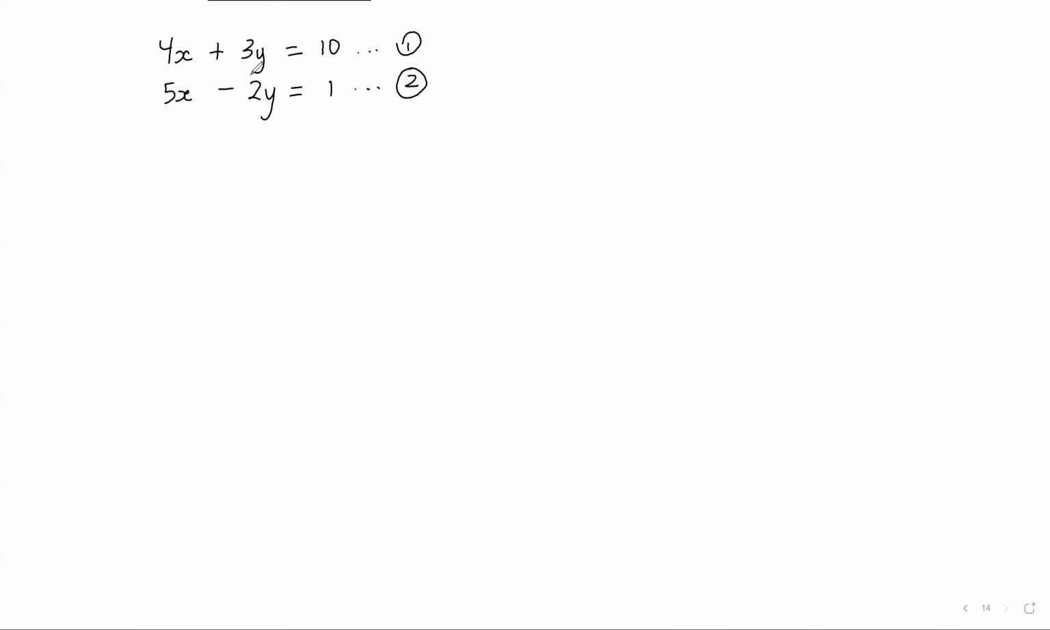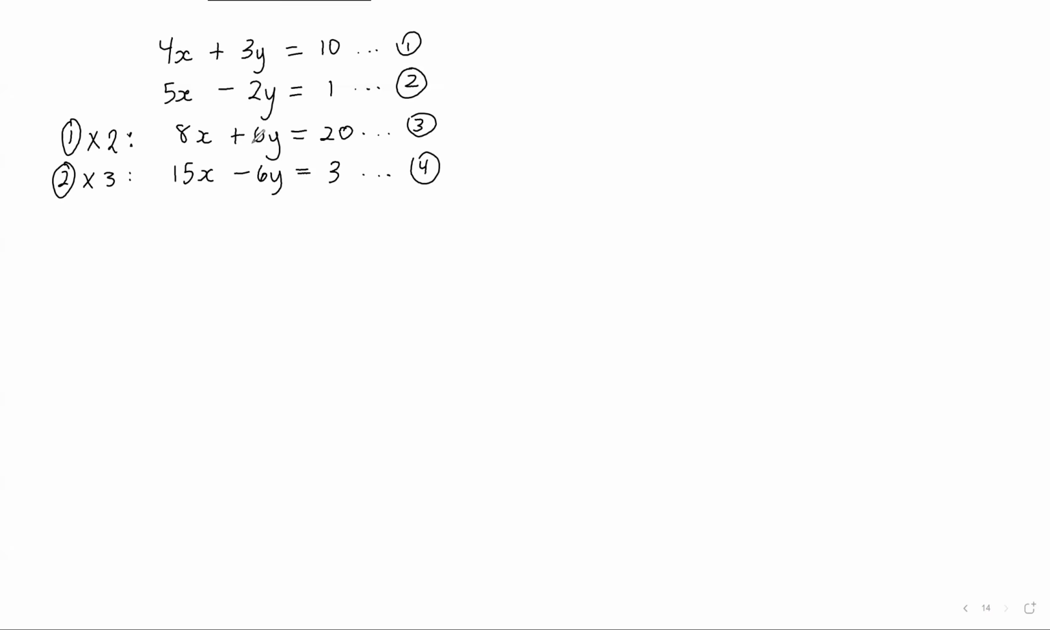I need the coefficients to be the same if I'm using elimination. So to get rid of y, I'm going to use 3 and 2 because they're smaller numbers, and the LCM of 3 and 2 is 6. So I will multiply equation 1 by 2 to give me 4x times 2 is 8x, 3y times 2 is 6y, and 10 times 2 is 20. So that's equation 3. Then I'll multiply equation 2 by 3 to get 5x times 3 is 15x, minus 2 times 3 is minus 6y, and then 1 times 3 is 3. So this is my equation 4.